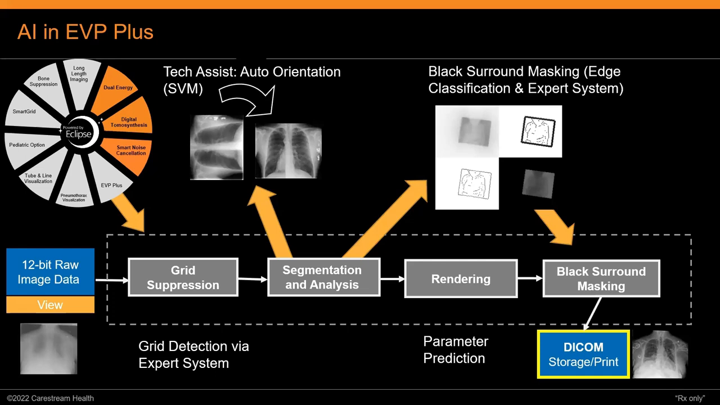Rendering is a multi-stage process of predicting image processing parameters from the segmented results, constructing a tonal curve, breaking the image into frequency bands, adjusting the gains on the bands according to the predicted parameters, recombining the bands, and then applying the tonal curve. Parameter prediction takes image features and calculates the parameters based on the supervised learning method of linear regression. Next, my colleague is going to highlight the advanced visualization capabilities in Eclipse.